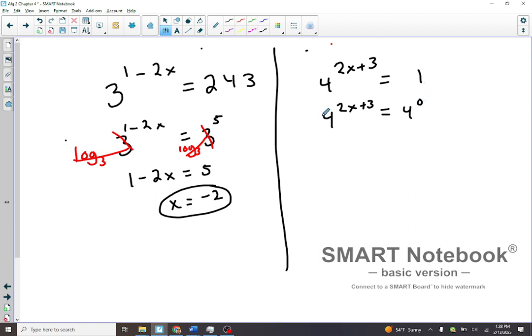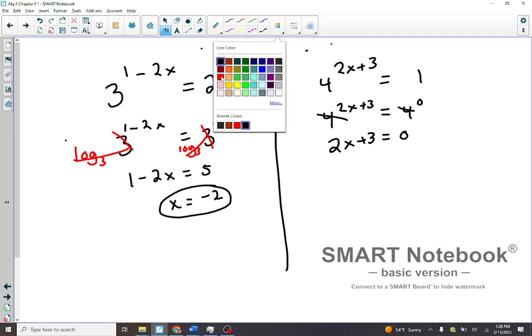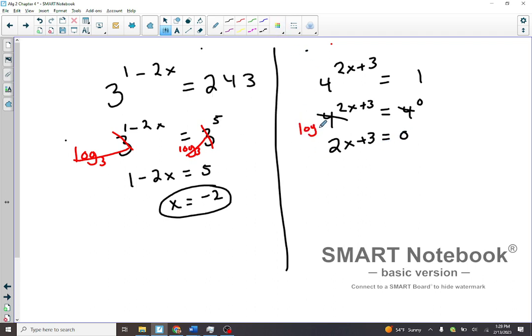Wait a second. 4 on both sides. Cross that out. 2x plus 3 equals 0. The bases have to be the same, and then you can cut them out. Why is that possible? Because what you're technically doing is log base 4 on both sides. And when there's a log base with the same number, they cancel out. That's what you're technically doing. Mathematically, all you do is cross them out.